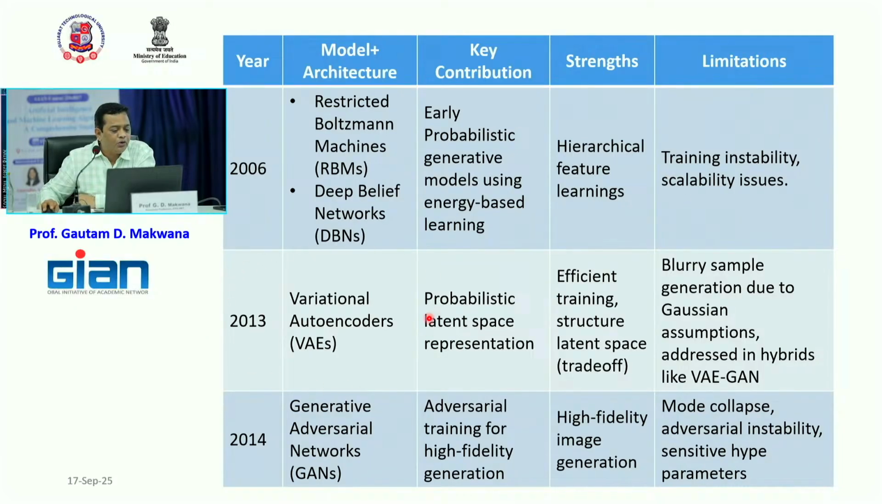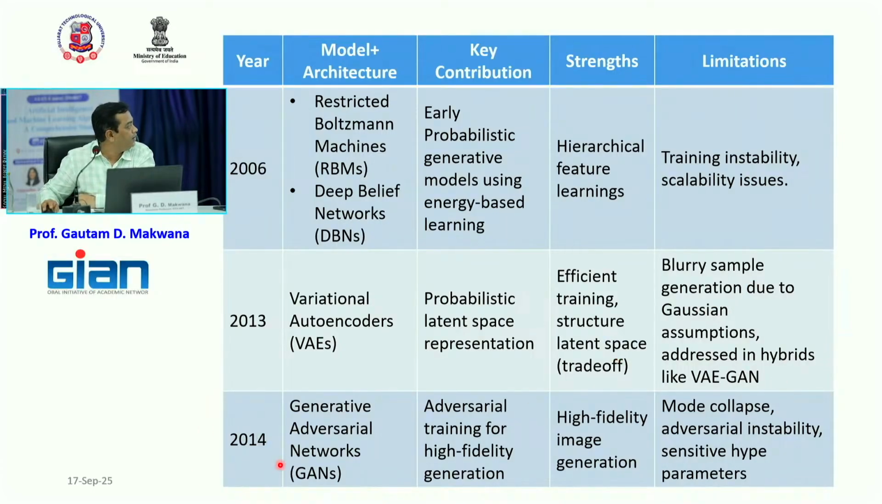Then there is a new kind of model, the variational autoencoder, that we will discuss in the next slide. What is this actually? It is a probabilistic latent space representation. The plus point is the efficient training structure and the latent space, and the limitation is blurry sample generation due to the Gaussian assumption, addressed in hybrids like VAE-GAN.